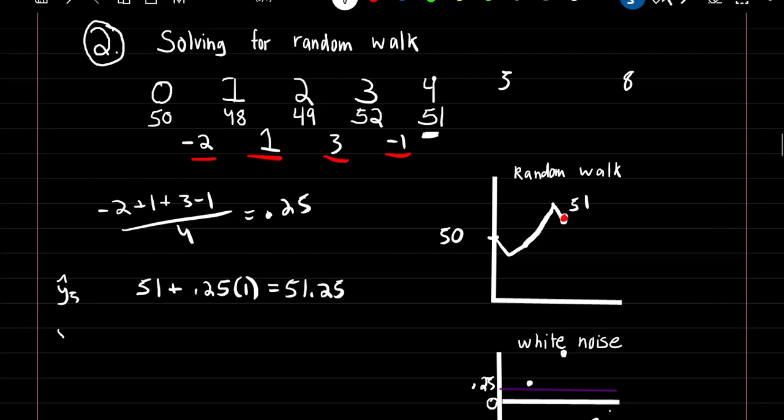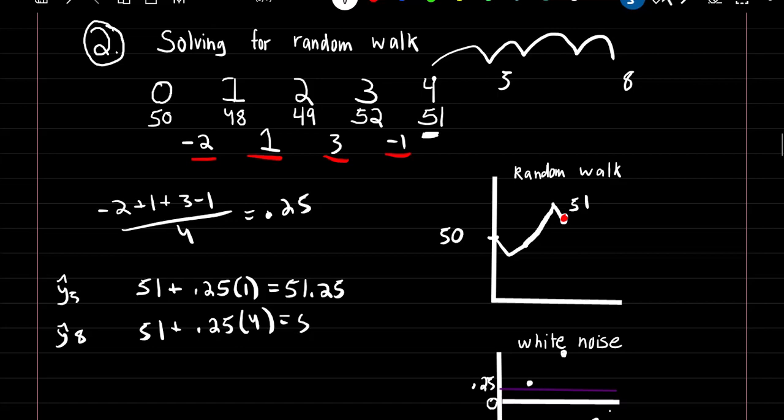Now we can do the same thing for our prediction at time 8. We're just going to do 51, because it's our last known value, plus 0.25. But this time it's going to be 1, 2, 3, 4 intervals away. So we'll make a prediction of 52.